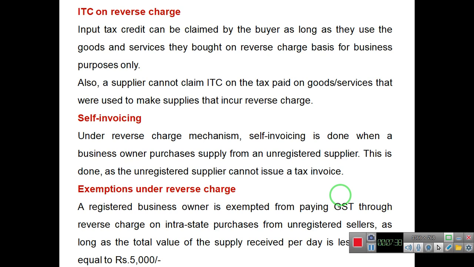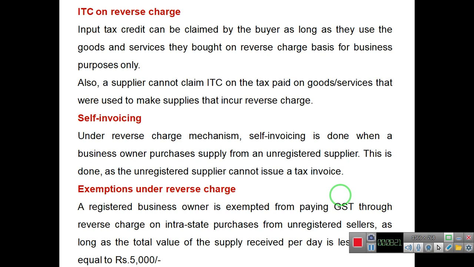Now, in case of input tax credit on reverse charge, input tax credit can be claimed by the buyer as long as they use the goods and services bought on a reverse charge basis for business purposes only. It means that if the recipient is using the goods for business purposes, only then can he claim input tax credit on the amount paid as tax. Also, a supplier can't claim ITC on tax paid on goods and services that were used to make supply that incurs reverse charge.